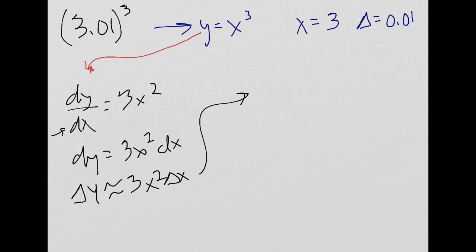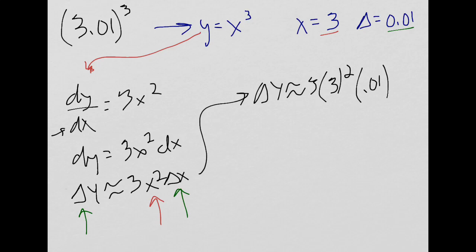Now I just plug my values in. So my x is 3, so that's going to go in here. My delta x is 0.01, and I'm going to figure out the delta y. So I get delta y is approximately 3 times 3 squared times 0.01, that is then equal to 27 times 0.01, which I move the decimal twice, turns this into a 1, and this guy into a 0.27, so I get 0.27 times 1.